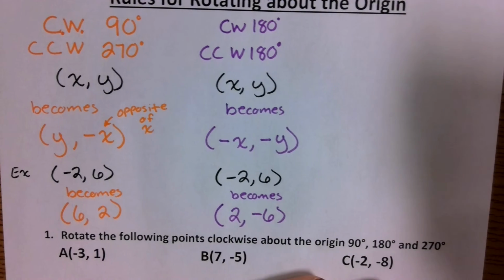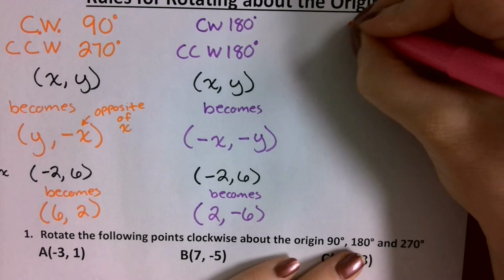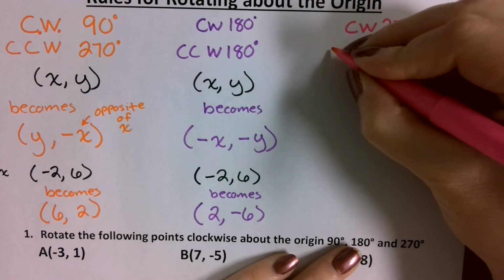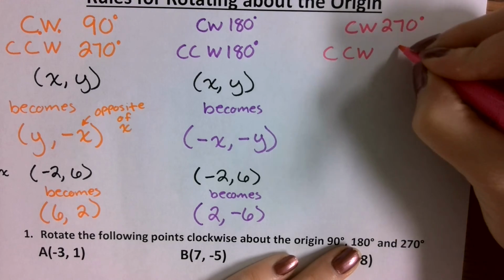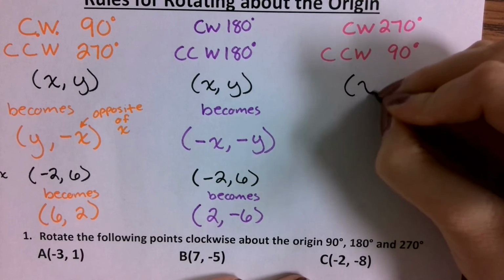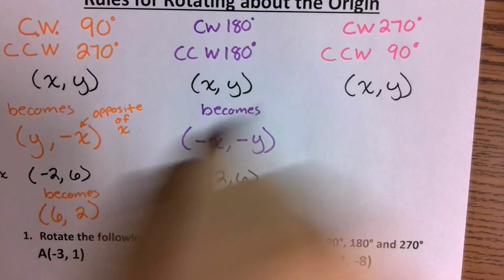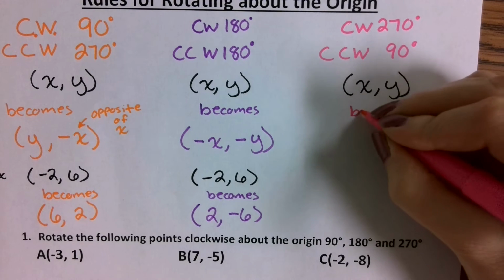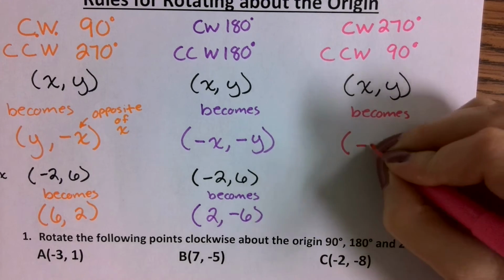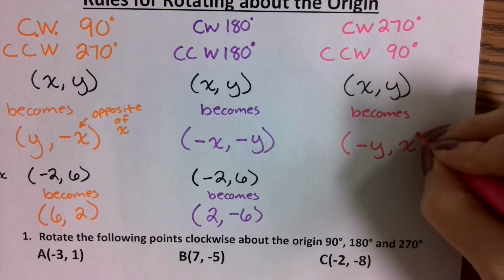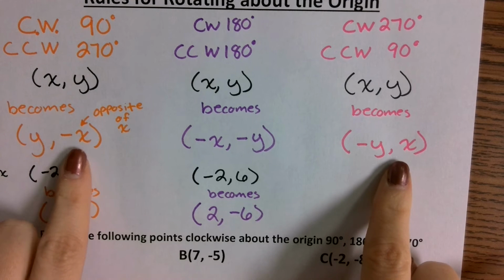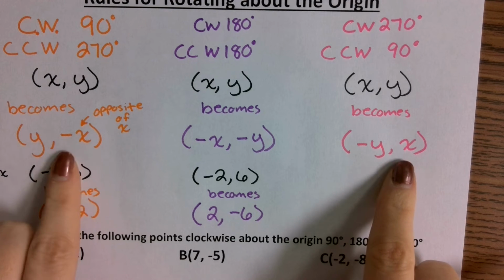Okay, and the last rule that we're going to focus on is if we were to go clockwise 270 degrees, then that's the same thing as counterclockwise 90 degrees. Starting at the point X, Y, this becomes the opposite of Y and X. Notice that these two are very similar, aren't they? Those two rules are very similar.